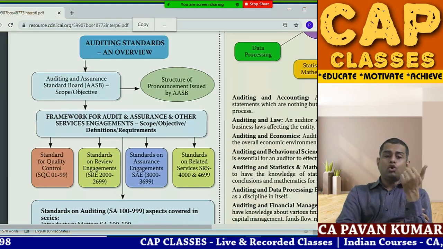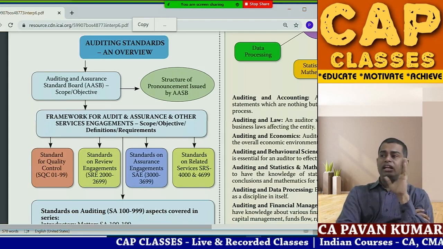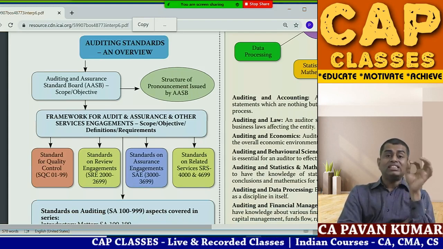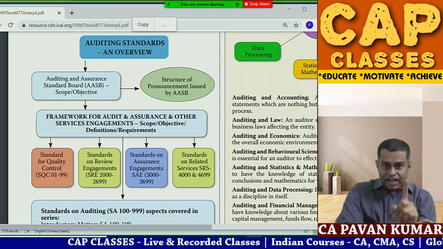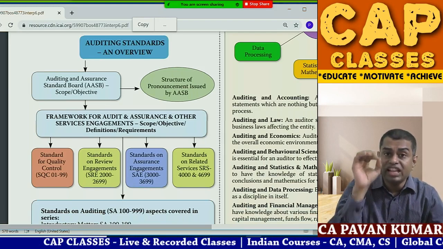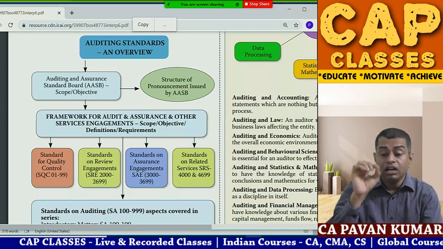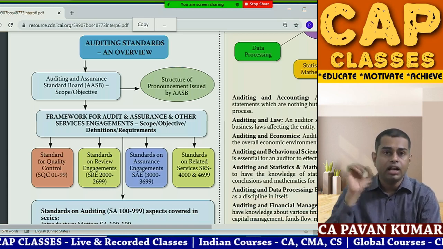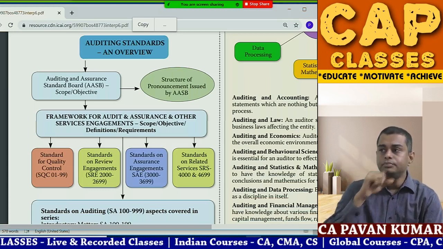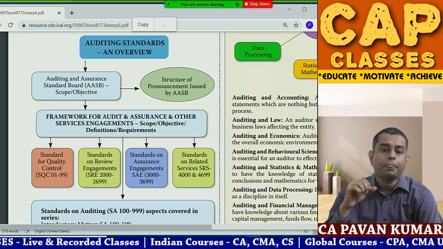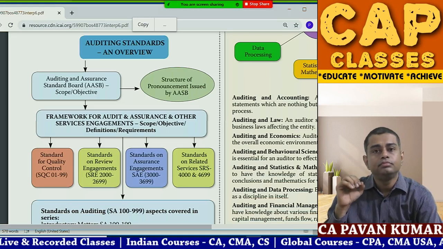Standards on Quality Control, SQC 1 to 99. In that there is only one standard, SQC 1, which is there in your syllabus. Write down SQC 1, underline, in your notes.